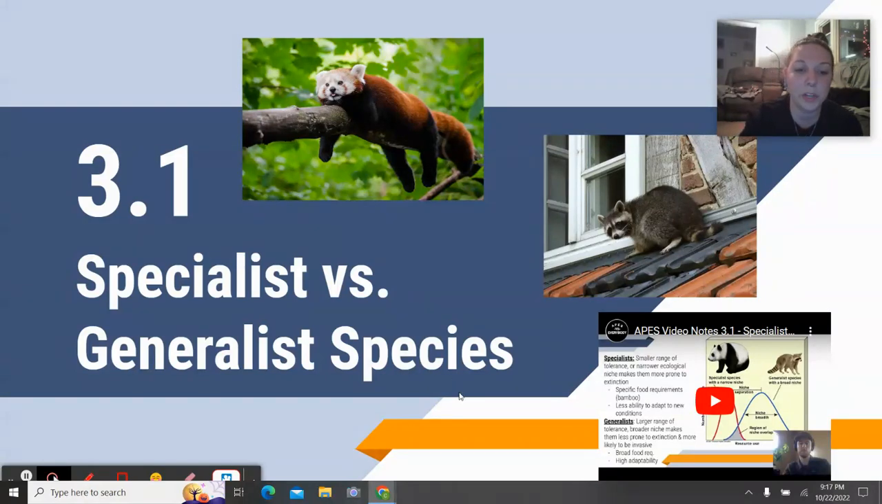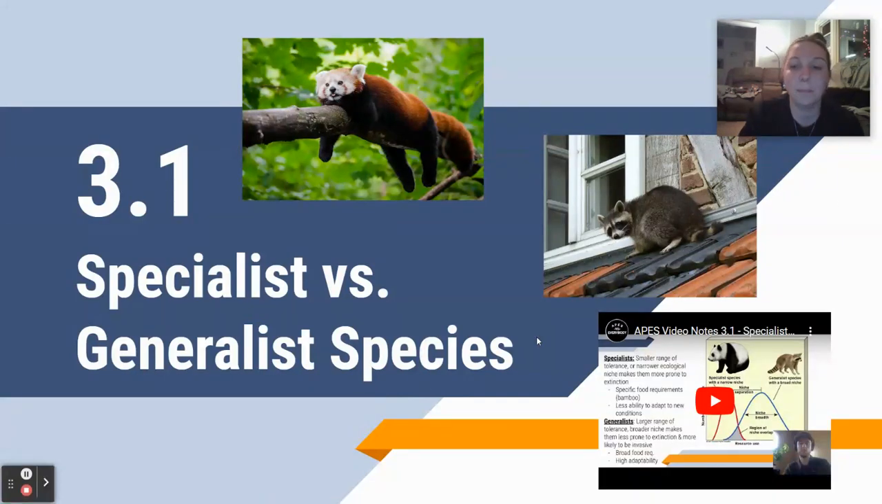So we're going to be building on some of the stuff that I mentioned briefly in the last unit. So here we've got two pictures. We've got a red panda with its cute little adorable face right there, and a raccoon. So evolutionarily, when we look at these two species, they're very closely related, but when we look at their role in the environment, they're extremely different from one another.